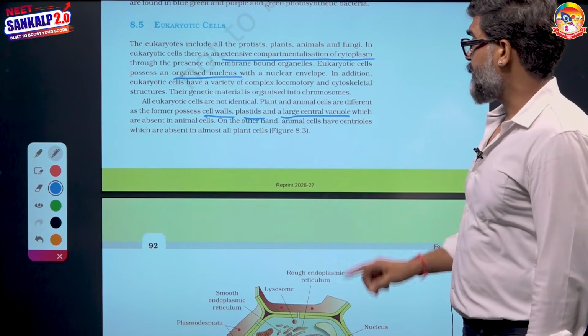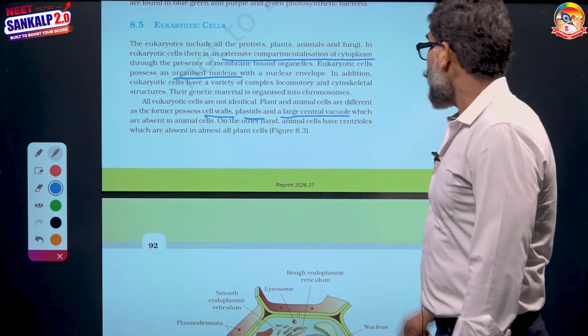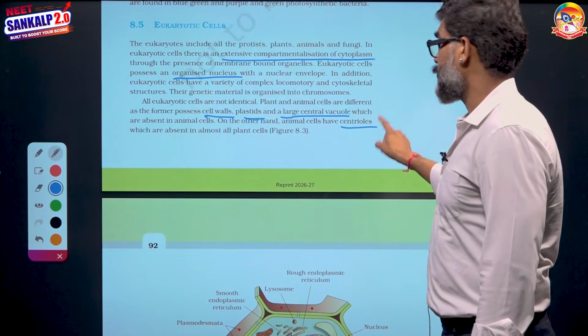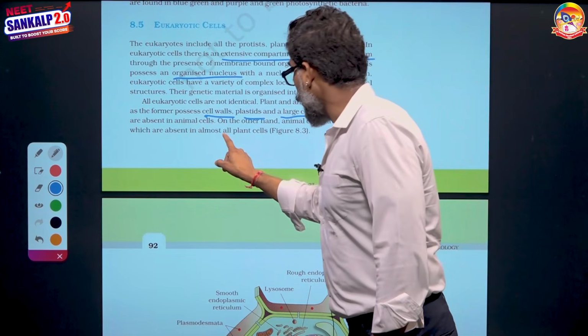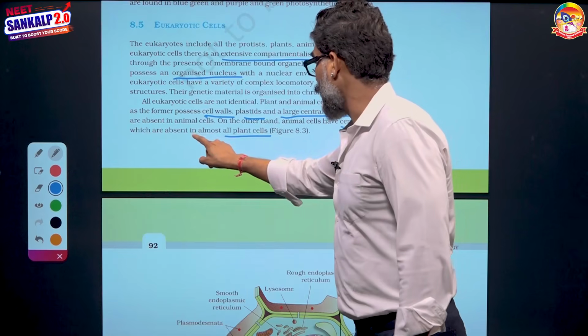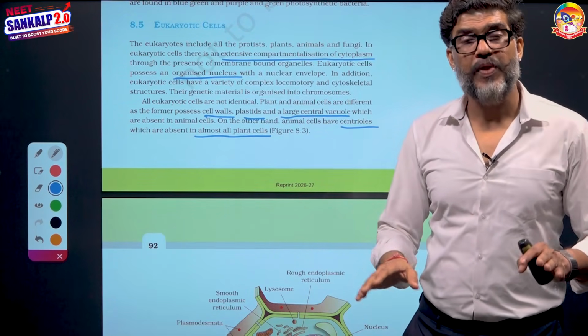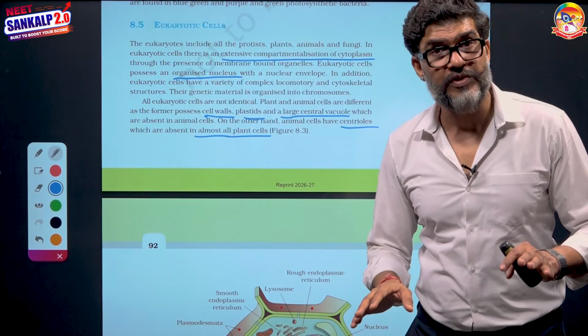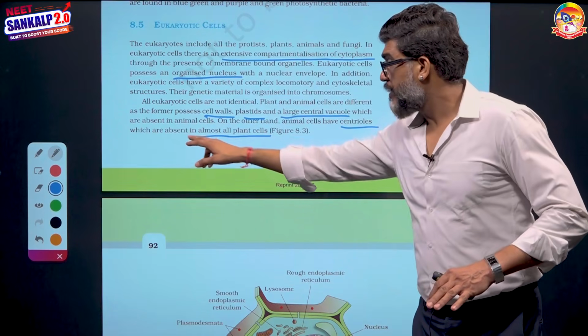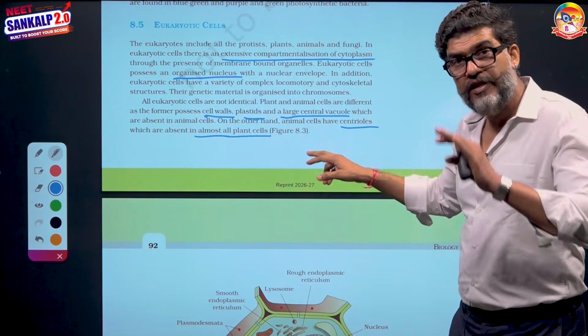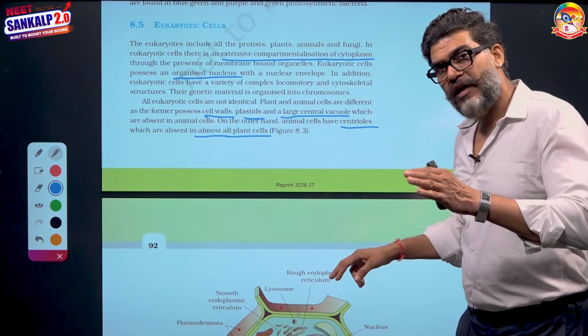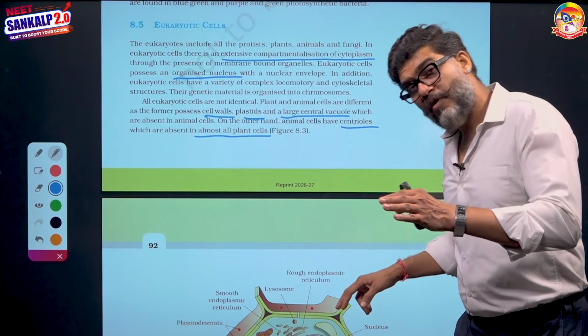which are absent in animal cells. On the other hand, animal cells have centrioles, which are absent in almost all plant cells. It means what? Some exceptional plants are there where centrosome remain present. So instead of writing that they are absent in all plant cells, what did the author write here? They are absent in almost all plants.